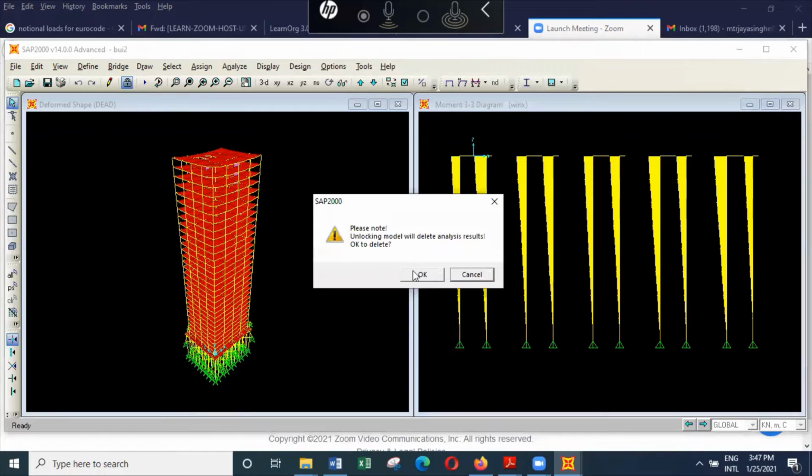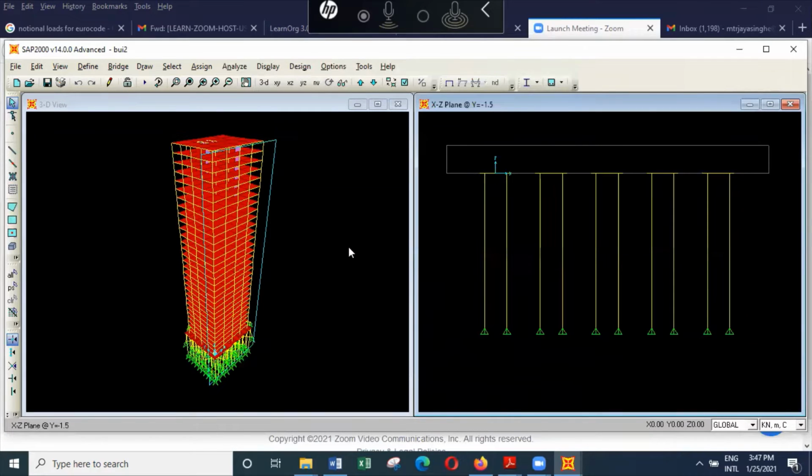And any question on this? I have just applied some arbitrary wind loads, reasonably representative, not very accurate, just to show you the overall behavior of the structure. Any question on this?